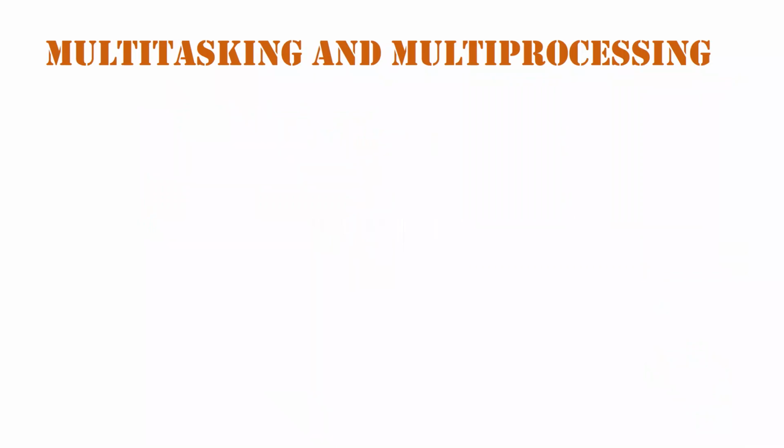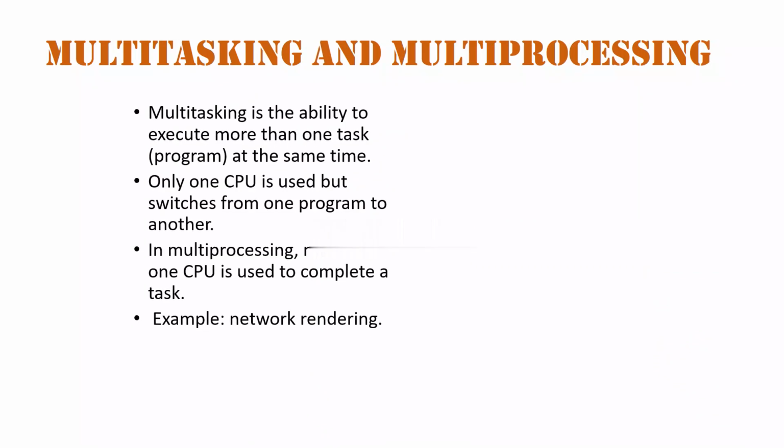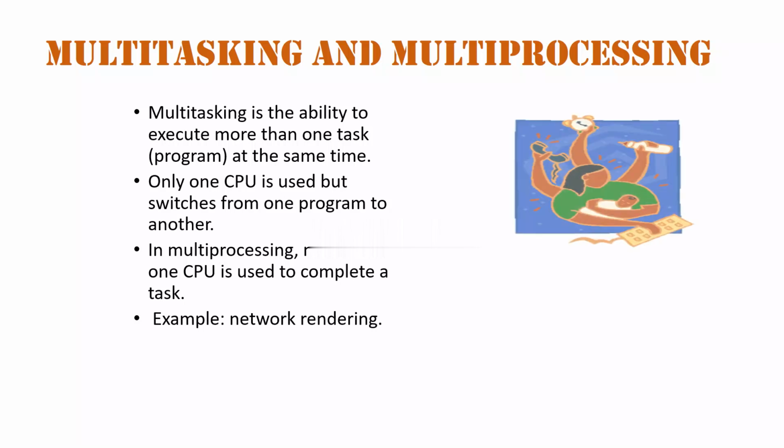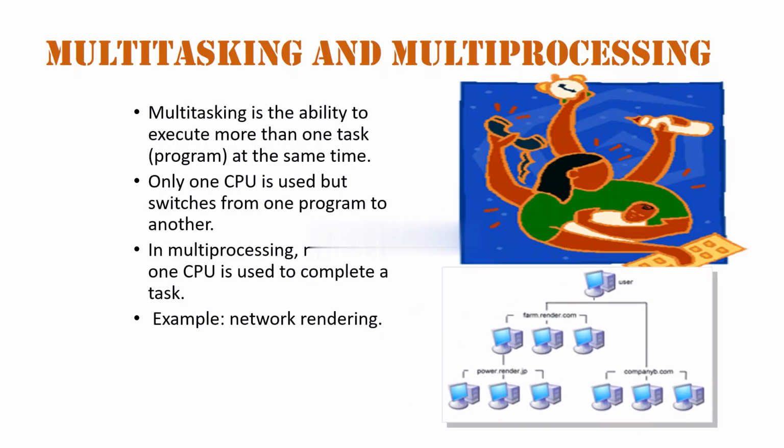Multitasking and multiprocessing. Multitasking is the ability to execute more than one task. For example, you are playing music, at the same time you are typing, at the same time you are having a meeting, maybe listening in the background. All that is multitasking. Then in multiprocessing, more than one CPU is used to complete a task. Examples are network and rendering and other components.